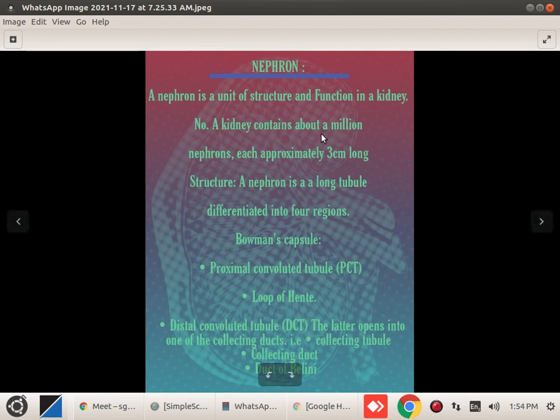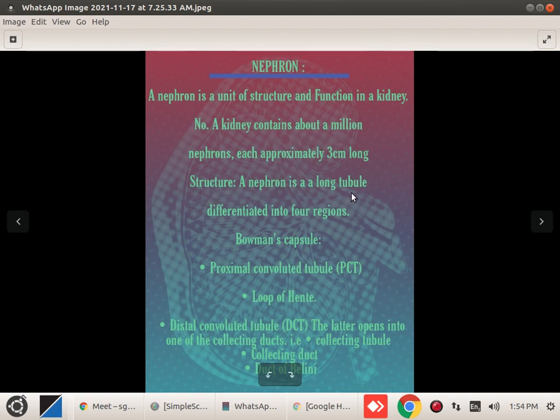They never think of it, but it is about 1,000,000. This is just an amazing figure, isn't it? Actually, it is micro level, nephron. That's why it is about 1,000,000, each approximately 3 centimeters long. That is the length of the nephron.